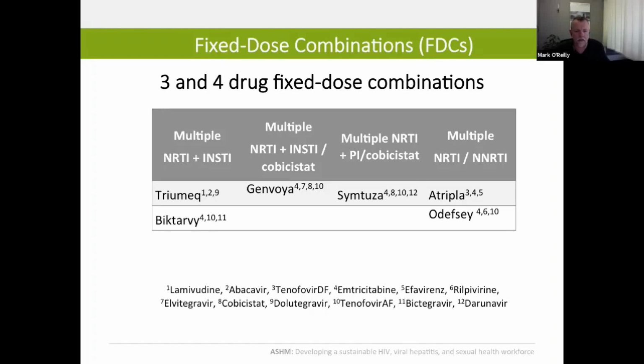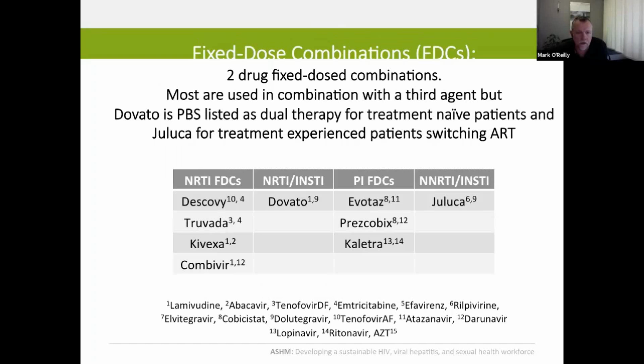In terms of multiple NRTIs and a cobicistat boosted integrase inhibitor, we have Genvoya, the ingredients of which you can see by looking at the footnotes below. Symtuza is a single pill containing multiple NRTIs with a cobicistat boosted protease inhibitor, which was PBS listed for use in Australia on the 1st of April this year. And finally, in terms of multiple NRTI and NNRTI combination single pills, we have Atripla and Odefsey. And again, the ingredients of those are shown on the slide below.